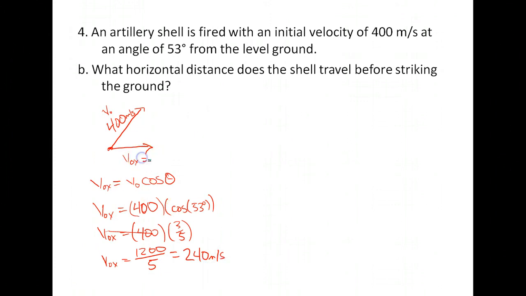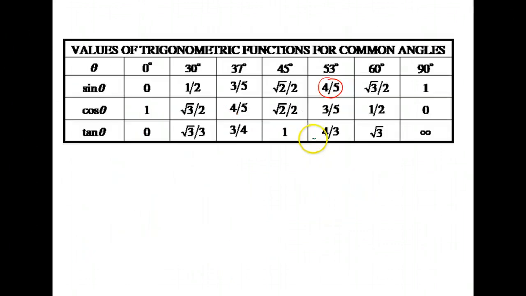So we know this is going at 240 meters per second horizontally. And so as this thing travels up through the air and comes back down, it doesn't matter where it's at, that horizontal velocity is always going to be 240 meters per second as it is traveling. That stays constant. So how long is it traveling at that? Well, we just figured out the time in the previous one, 64 seconds.